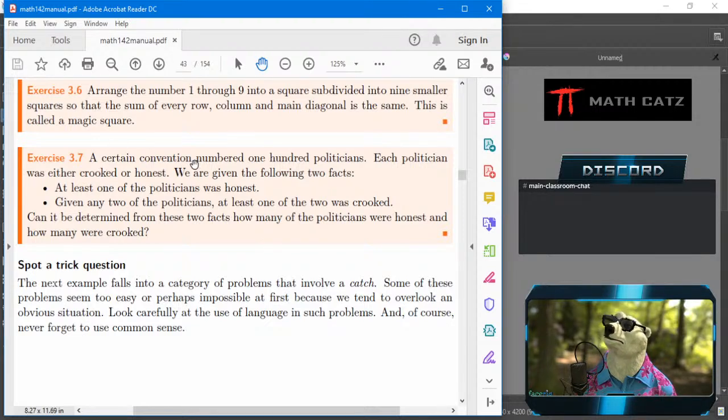A certain convention numbered 100 politicians. Each politician was either crooked or honest. We're given the following two facts. At least one of the politicians was honest. Given any two politicians, at least one of the two was crooked. Can I figure out how many were honest, how many were crooked, and what are those numbers?